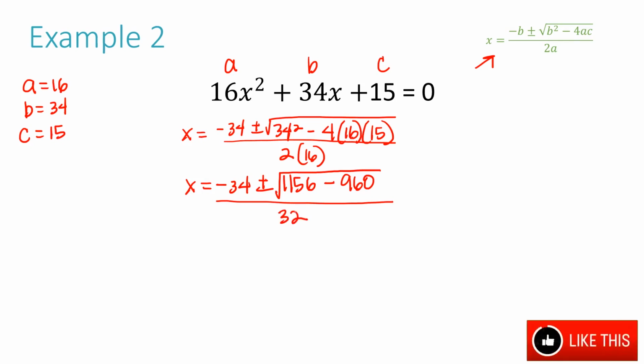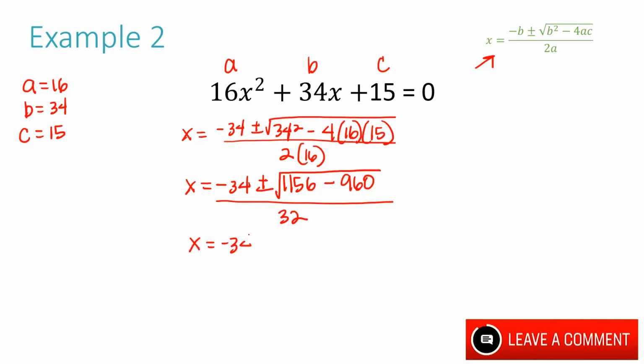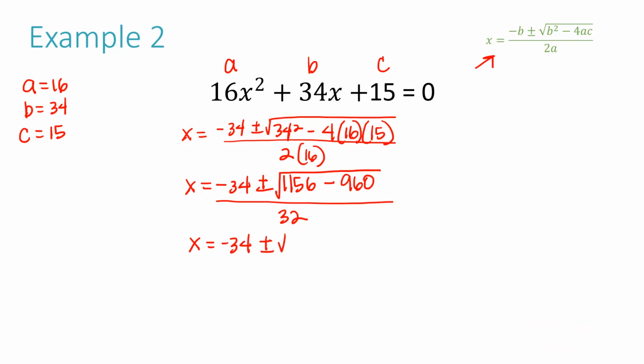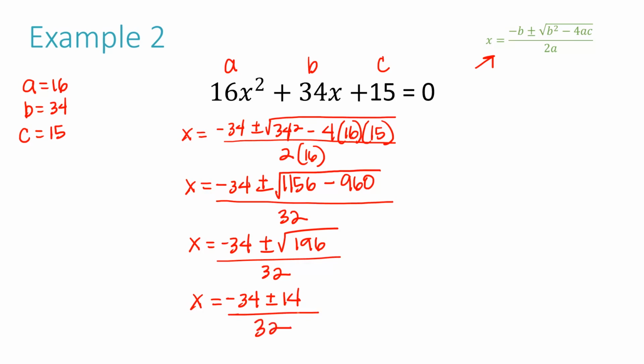Now I'm going to rewrite this, but simplify the problem under the radical. So I have x equals negative 34 plus or minus the square root of 196 all over 32. Well, 196 is a perfect square. 14 times 14 equals it. So negative 34 plus or minus 14 is what we get right here. And then all of that is over 32.